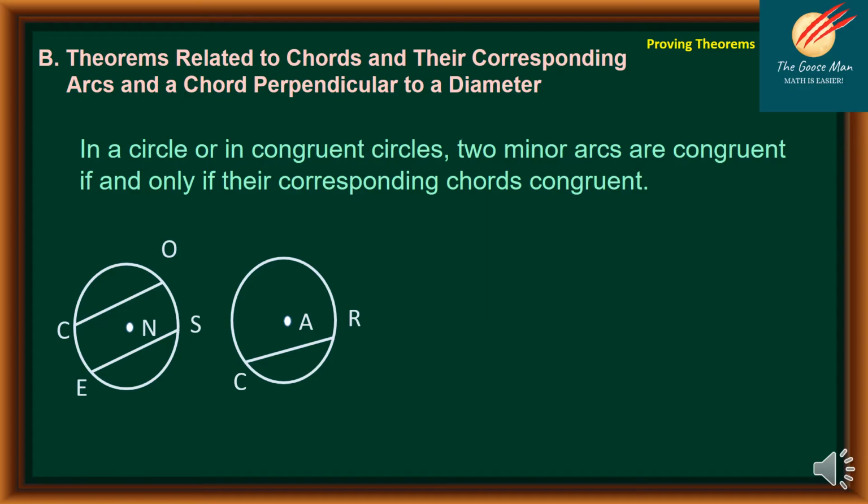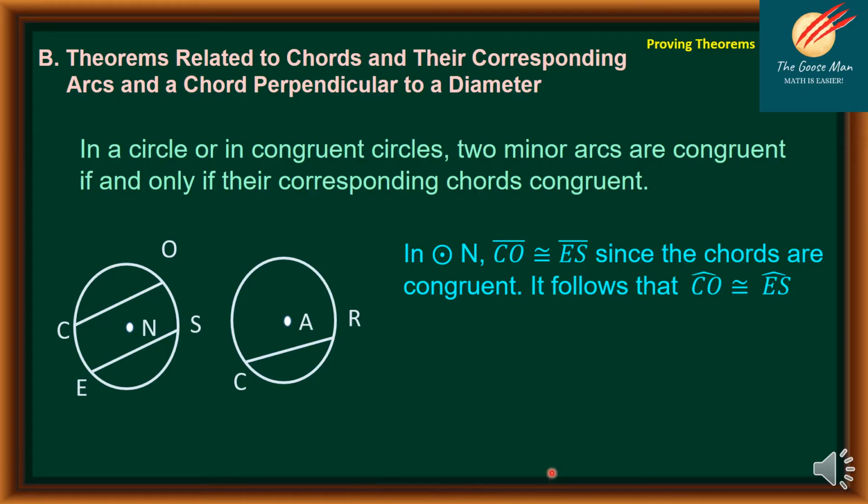That is the theorems related to chords and their corresponding arcs, and chords perpendicular to a diameter. In a circle or in congruent circles, two minor arcs are congruent if and only if their corresponding chords are congruent. Let's consider circle N and circle A. In circle N, chord CO is congruent to line segment ES. Since the chords are congruent, it follows that arc CO is congruent to arc ES.